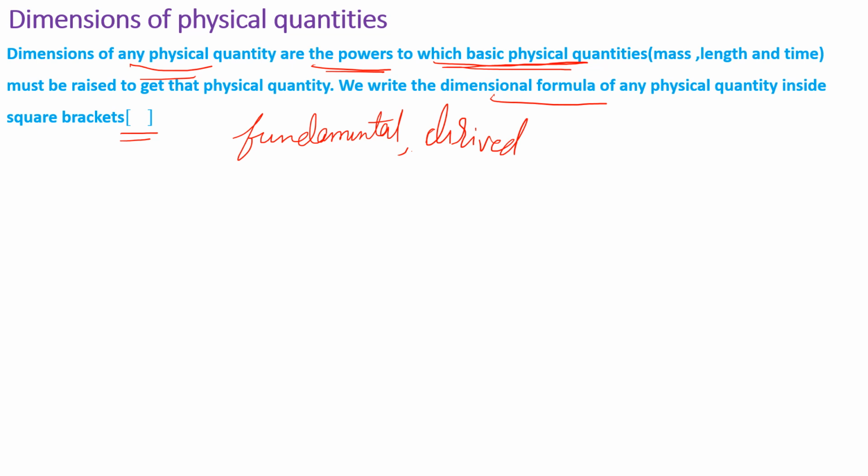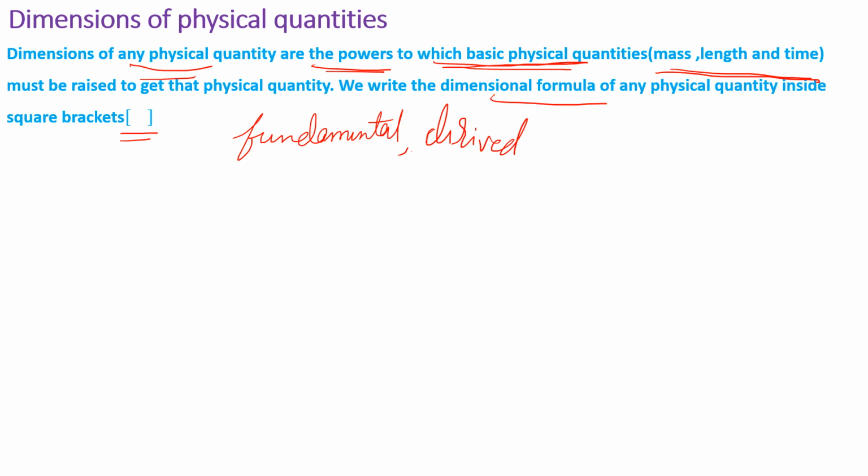So, here dimensions of any physical quantity, in specific a derived physical quantity, is derived out of the fundamental physical quantities. So which are the fundamental physical quantities? Mass, length and time. We have already discussed that mass, length and time are the fundamental physical quantities. They do not depend on any other physical quantities, and using mass, length and time we can derive all the other physical quantities.